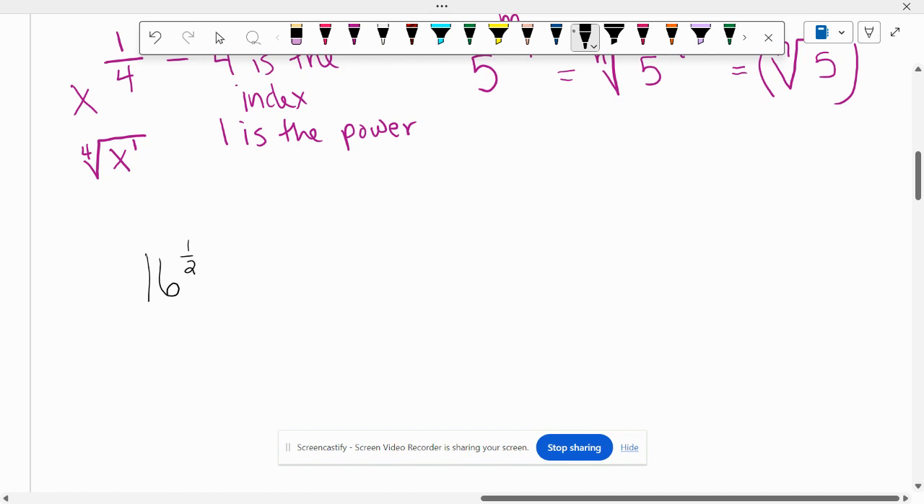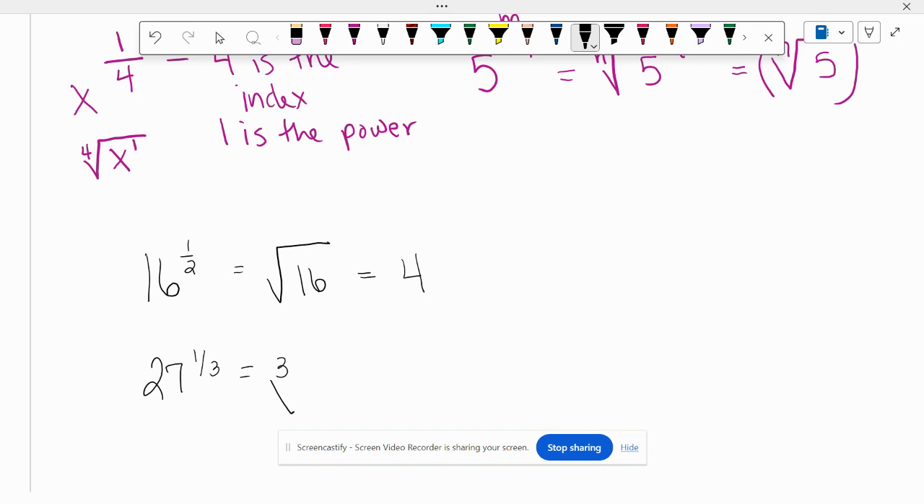So 16 to the 1/2 power, that just means the square root of 16. And what is the square root of 16? 4. Okay. 27 to the 1/3 power. Well, that means the cube root of 27.